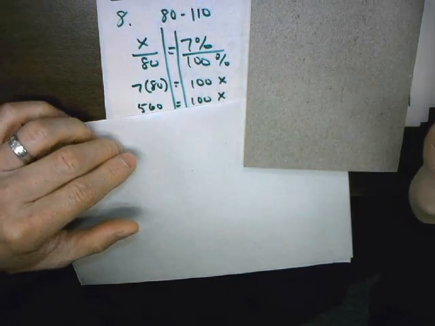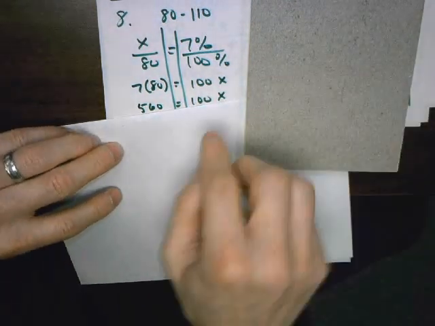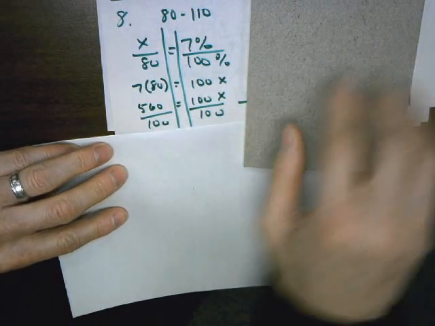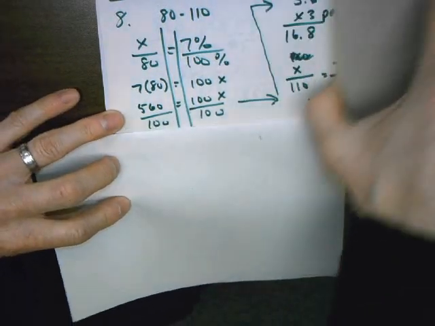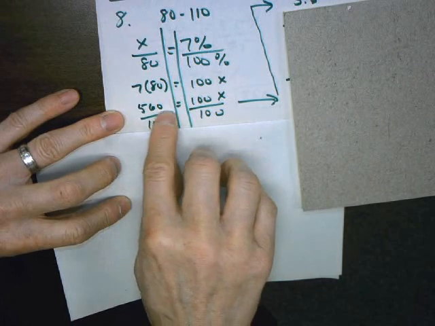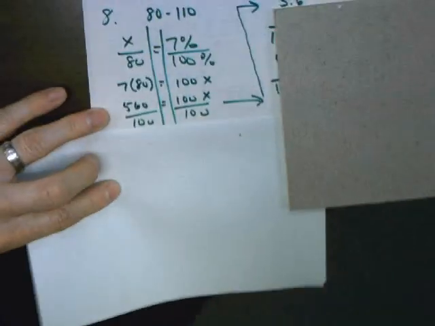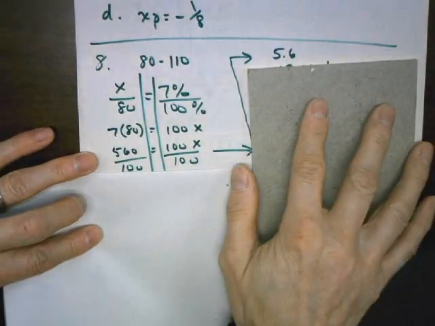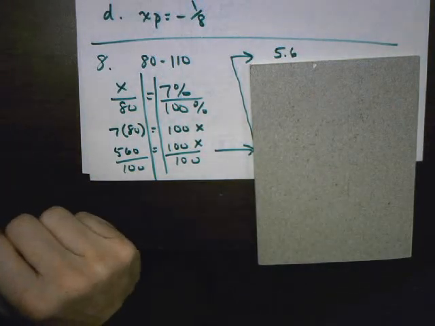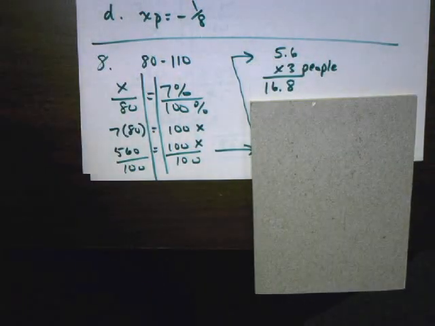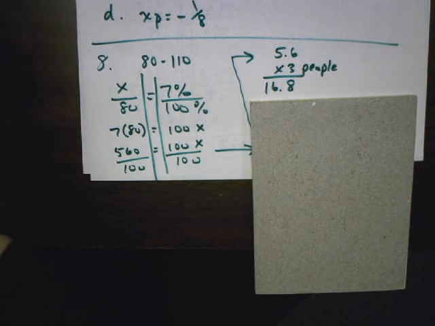And then 80 times 7 is 560. Divide both sides by 100, and dividing by 100 is easy. All you do is move the decimal 2 times to make it smaller. So 56 divided by 100 is 5.6, but there are 3 people, so that's times 3. So it's 5.6 gallons out of 80 gallons, because 7% of 80 is 5.6. But times 3 for 3 people is 16.8 gallons for those activities.